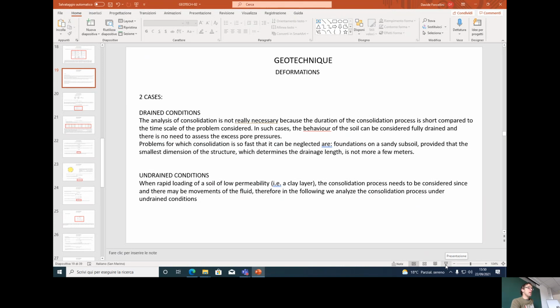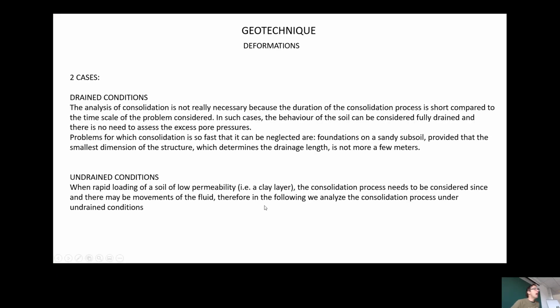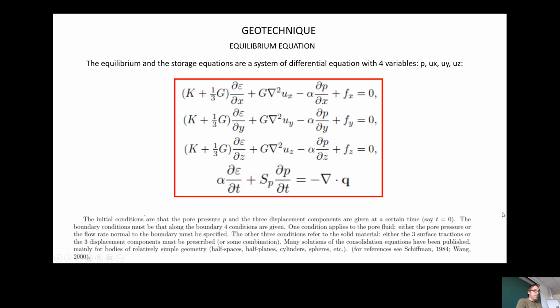Okay, this is the second lesson regarding the equation. And see now, at this point, we said yesterday that these are the most important equations: 3 equations of equilibrium and 1 equation of storage, and 4 variables, the pore pressure and the displacement in x, y, and z.